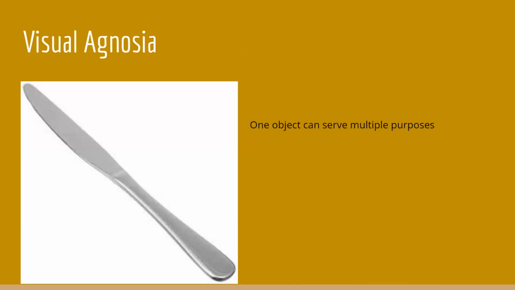All right, visual agnosia. This can also be considered fixation, but this is the idea that we don't realize that an object may serve multiple purposes. A butter knife might just seem like a butter knife to someone, but to someone else, they might know, man, I could use that to pick open a lock.